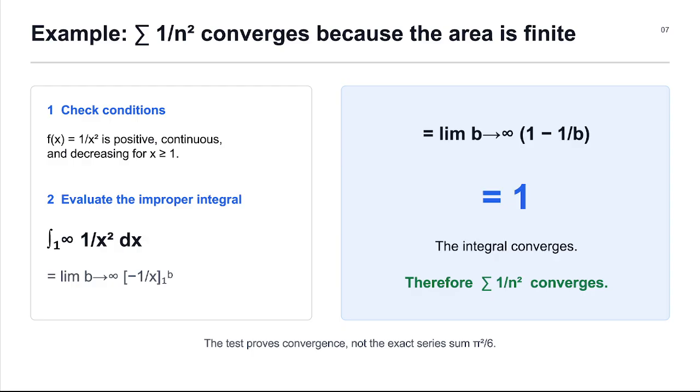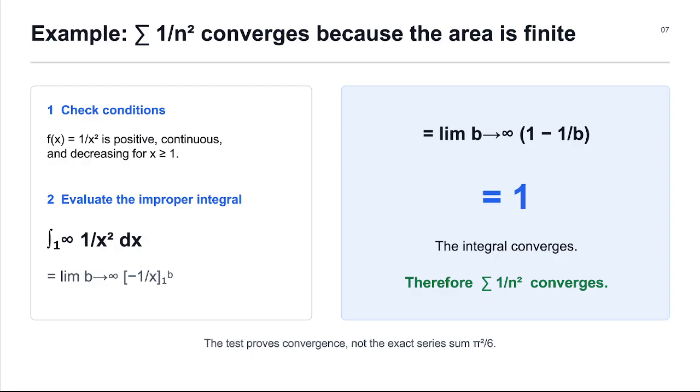This function is positive, continuous, and decreasing for x greater than or equal to 1. Therefore, all the conditions of the integral test are satisfied. Next, we evaluate the improper integral from 1 to infinity of 1 over x squared. We replace infinity with a variable upper bound p and take the limit as p approaches infinity.